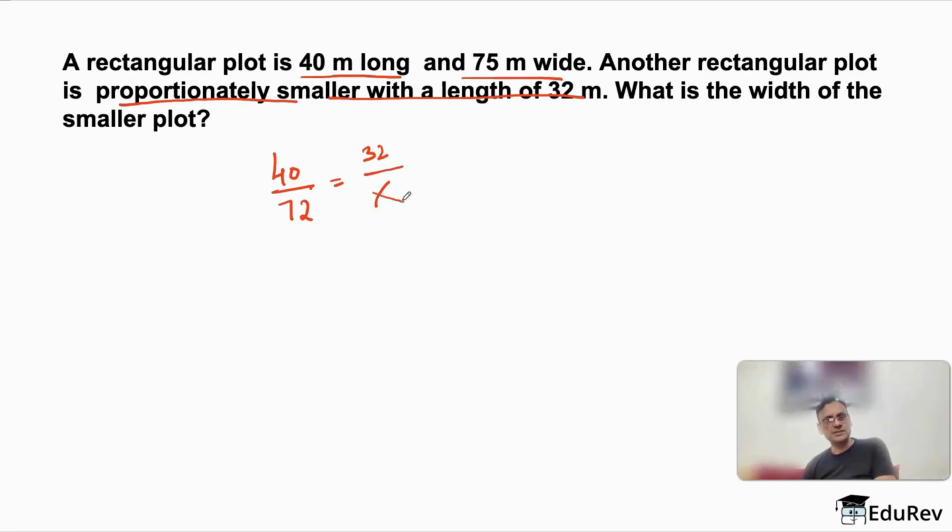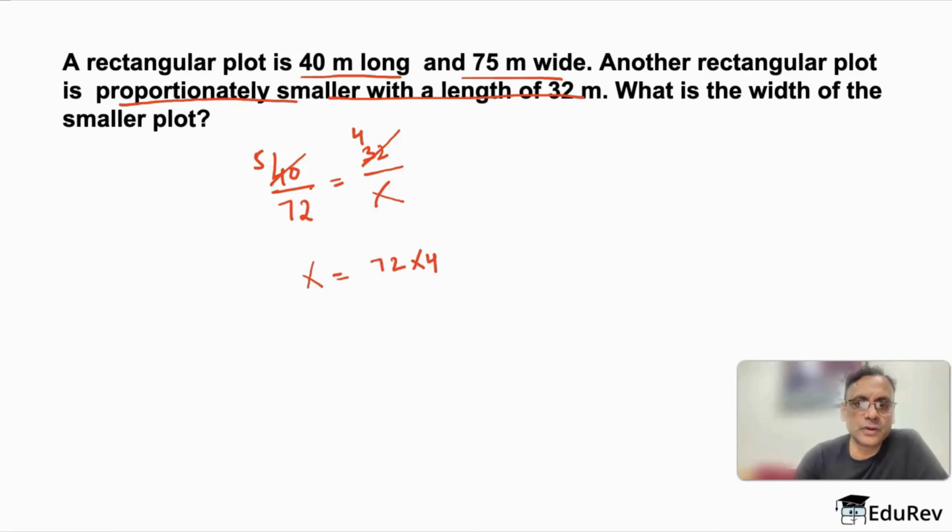So this is what it means. 40 is to 75 is same as 32 is to x, right? Good till here? So basically we have to find the value of x. Okay, very simple. Let's first reduce them. This can be 4 and this can be 5. So you have x is equal to 75 into 4 upon 5.